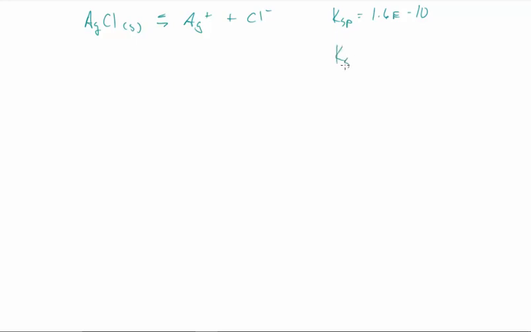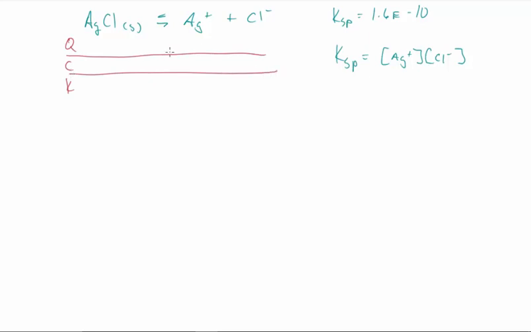Let's go ahead and write our Ksp equilibrium expression. You'll notice it's just Ag plus times Cl minus. I don't have any of the solid involved in these Ksp expressions, and please understand that, because part of writing equilibrium expressions is that we leave out solids and liquids, those pure substances. So now let's set up a QCK table, and let's say I'm going to drop some silver chloride into water, and I want to know the concentration of these ions after equilibrium is reached.